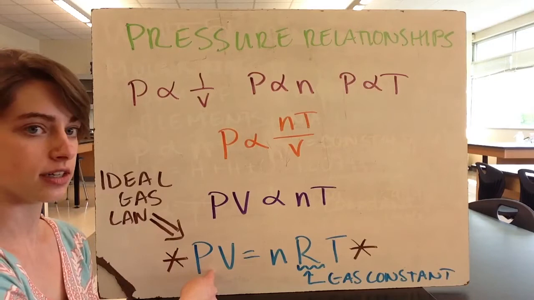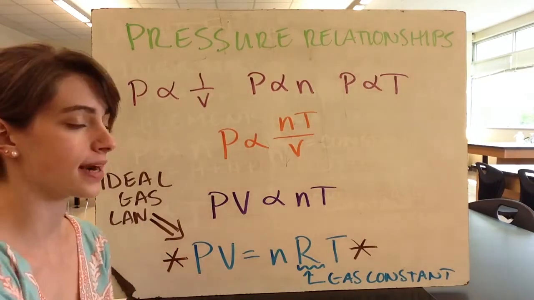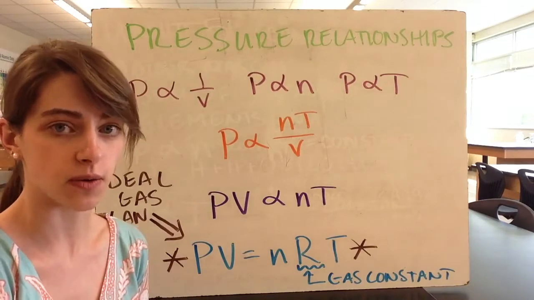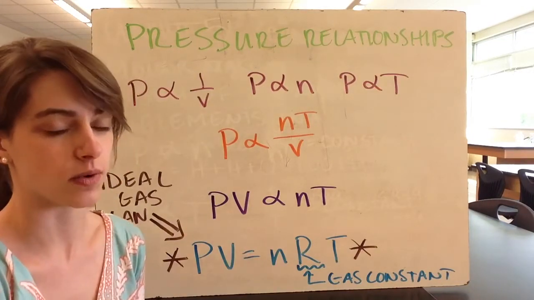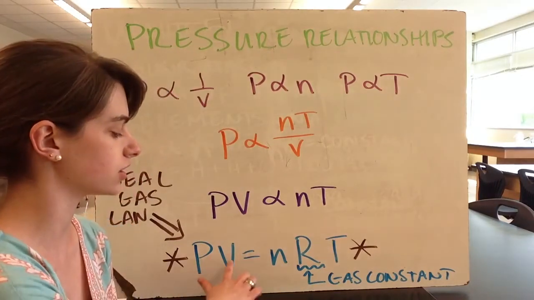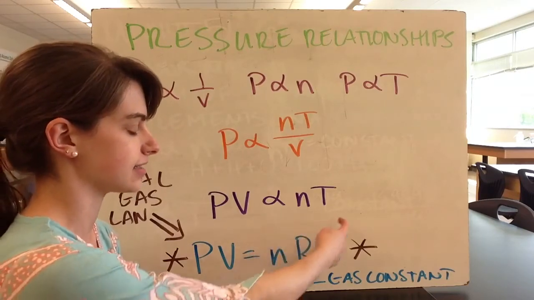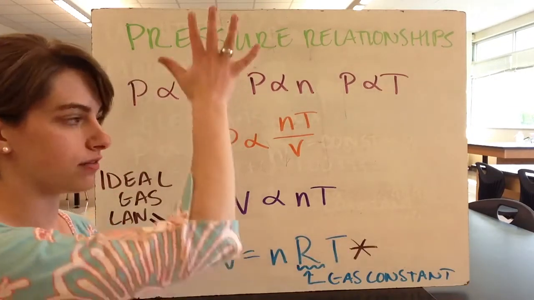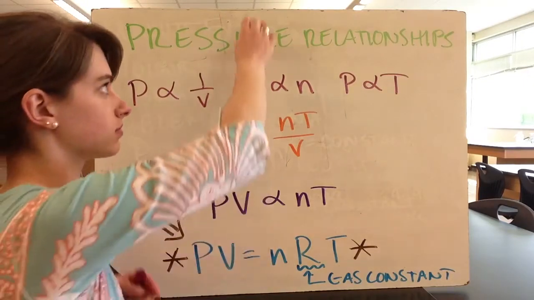This equation is called the ideal gas law. You'll hear it pronounced often as Puvnert or Pivnert. I usually say Puvnert. That's just some way to actually make this equation into a word, but it's just pressure times volume is equal to the number of moles times the gas constant times temperature. If you didn't follow the derivation, that's fine. This is what you should highlight in your notes.